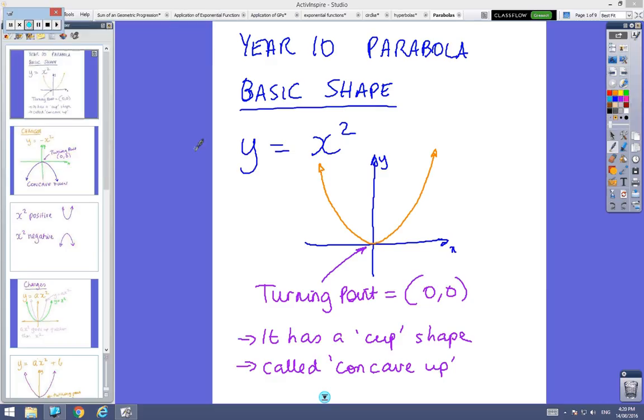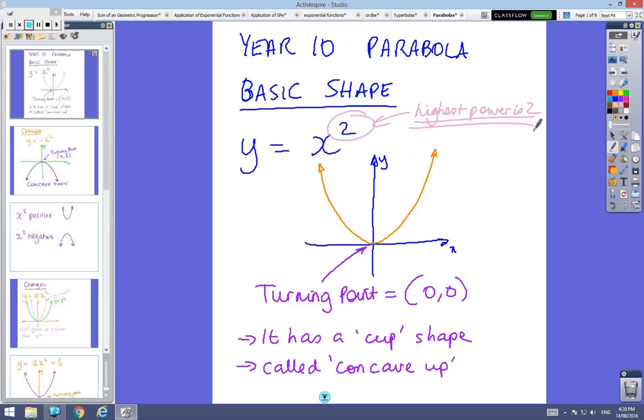Okay, so up to the last one of these special shapes, which is the parabola. The parabola, again, is not a straight line. These always have x squared as the highest power, so the highest power is 2. Now we don't have a straight line, so it always ends up with this cup shape.